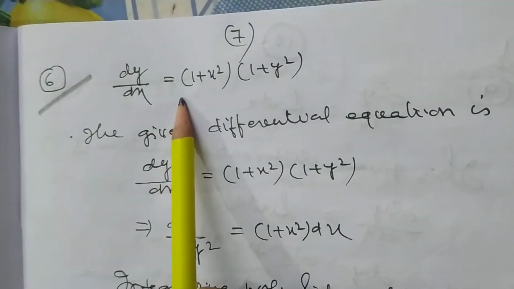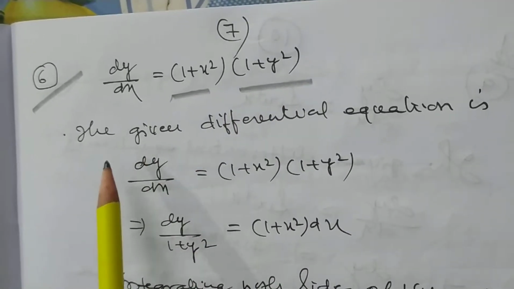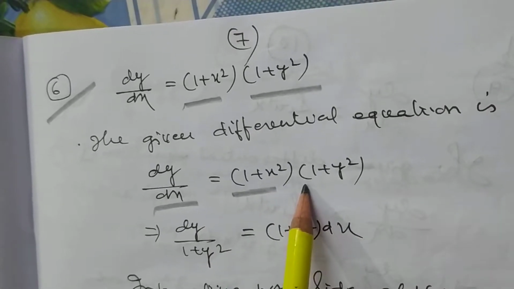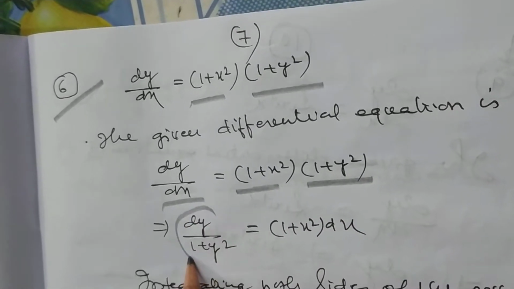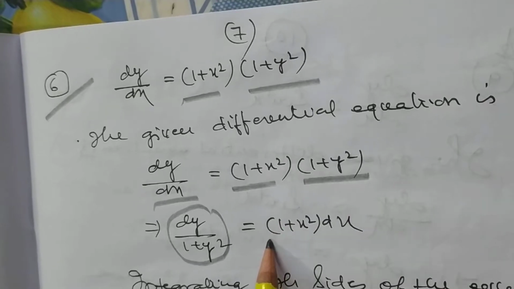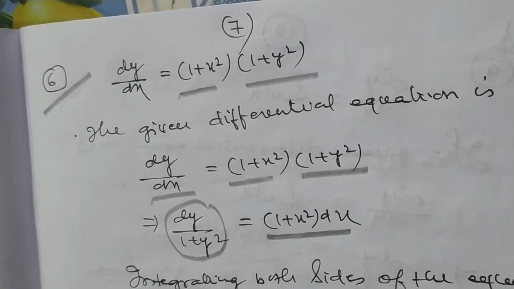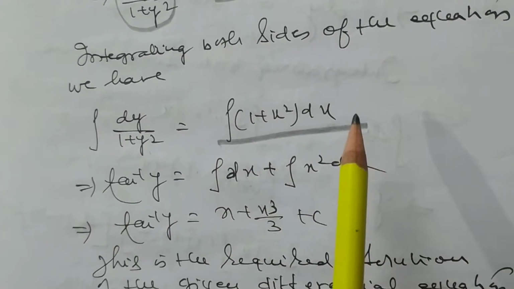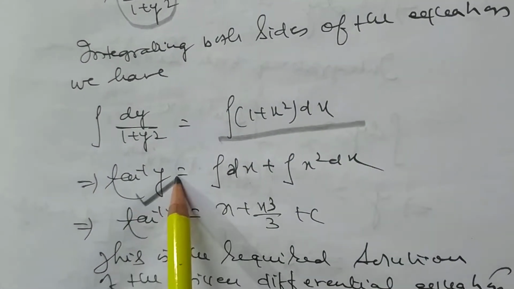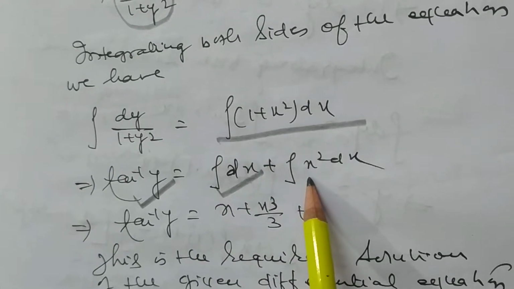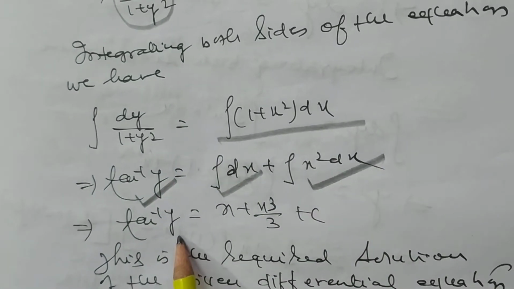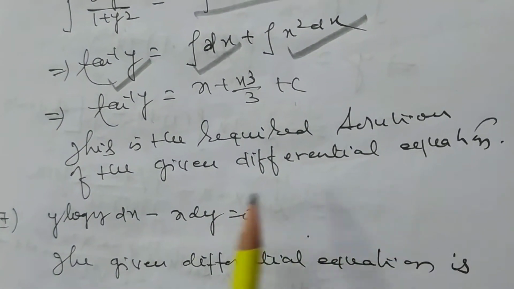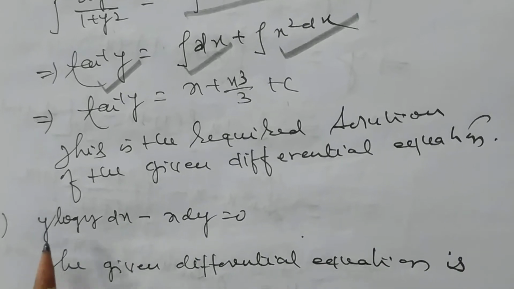dy by dx is equal to 1 plus x square into 1 plus y square. The given differential equation is in this form dy by dx is equal to 1 plus x square into 1 plus y square. That is dy by 1 plus y square is equal to 1 plus x square dx. Integrating both sides, we have integration of dy by 1 plus y square is equal to integration of 1 plus x square dx. It is tan inverse y, integration of dx plus integration of x square dx. So tan inverse y is equal to x plus x cube by 3 plus c. So this is the required solution of the given differential equation.